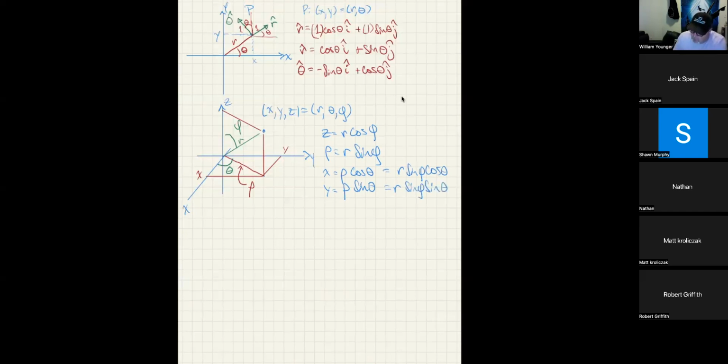And of course, the R hat vector would have components that look just like this. It would have a Z component that's just cosine phi, an X component that's sine phi cosine theta, and a Y component that's sine phi sine theta. So that's where all that stuff comes from. So that's spherical coordinates, just for the record.